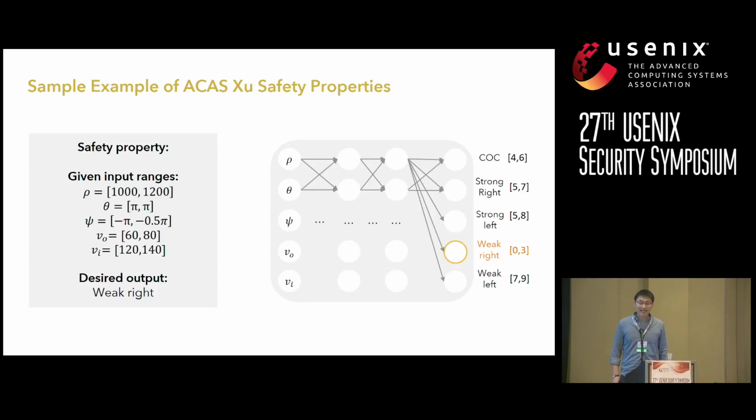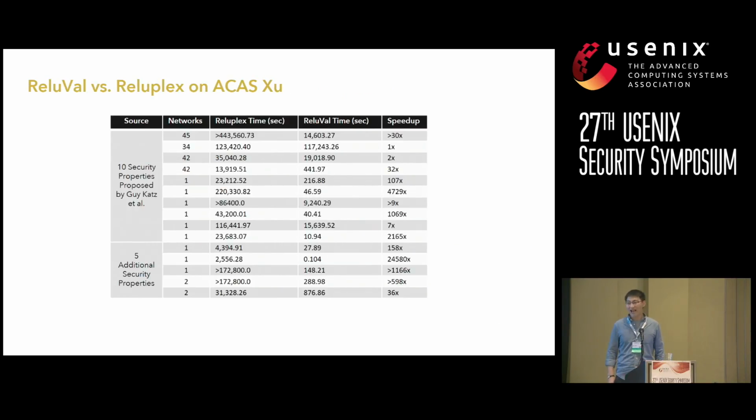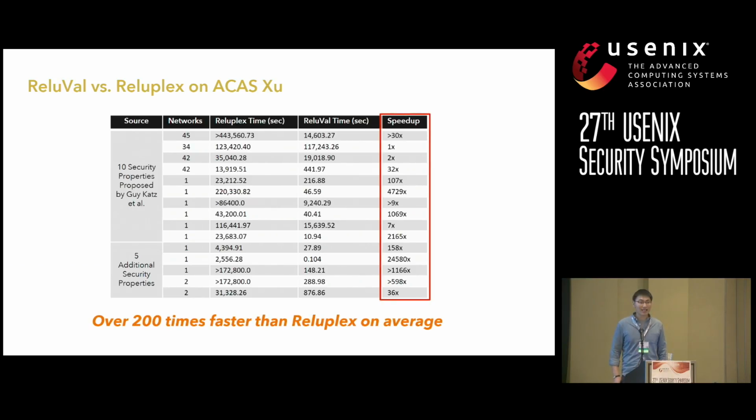After symbolic interval analysis and iterative refinement, ReluVal will return the output range of weak right as 0 to 3. And you will find that it is always less than the other outputs, so it can successfully verify this property safe. Similarly, we evaluate ReluVal on 15 different safety properties on ACAS Xu, 10 from the original Reluplex paper, and 5 additional new safety properties. And overall, we can see ReluVal is over 200 times faster than Reluplex on average.